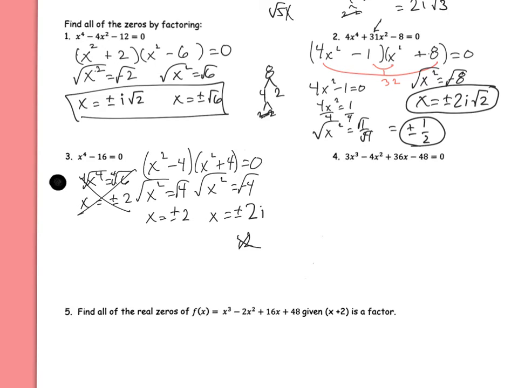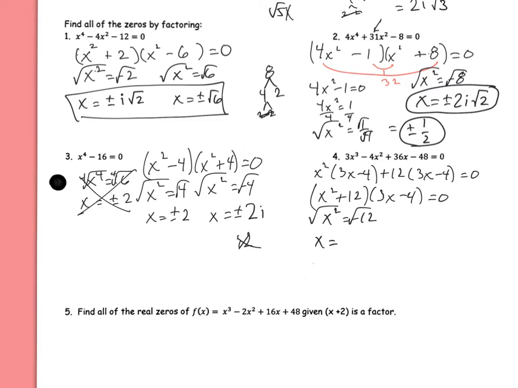Grouping x squared in the first two, 3x minus 4. Try to get the 36 to a 3, so that's going to be a 12. So we're going to take out a 12 here, and we're left with 3x minus 4. So x squared plus 12 and a 3x minus 4. So here we get x squared equals negative 12. So x equals, 12 has a 3 and a 4. So it's plus or minus, the 2 comes out, i comes out, and then radical 3. Over here we get 3x equals 4, so x equals 4/3.